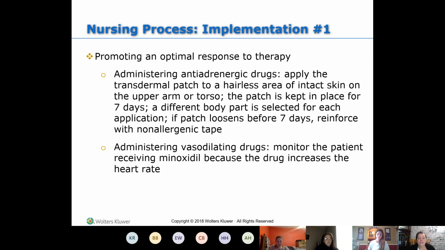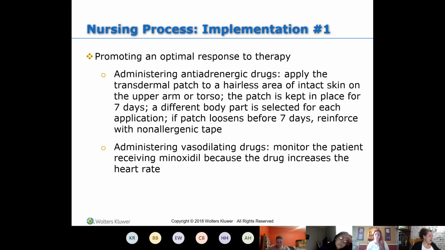If we're administering vasodilating drugs, we want to monitor the patient receiving minoxidil because the drug increases the heart rate. So remember we said that not all drugs are created equal. Minoxidil is not a beta blocker. This particular drug is going to lower the blood pressure, but it's going to increase the heart rate, unlike some of the other drugs. So that's why it's important to know what you're looking for.